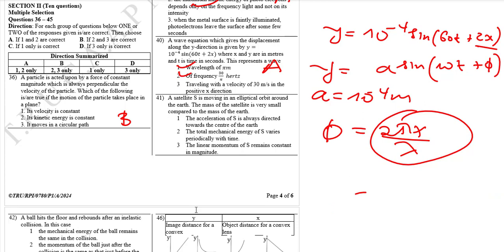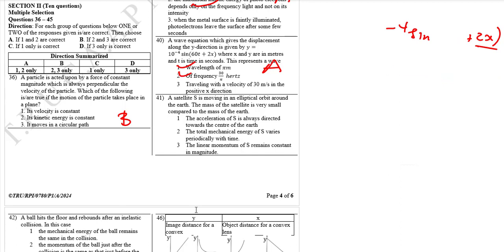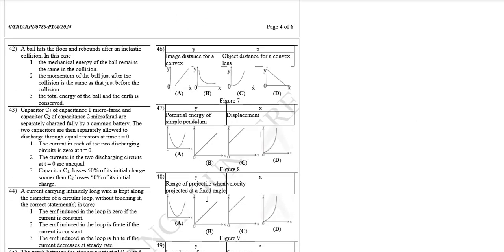Number 41. A satellite is moving in an elliptical orbit around the Earth. The mass of the satellite is very small compared to the mass of the Earth. 1, the acceleration of S is directed towards the center of the Earth. True. 2, the total mechanical energy of S varies periodically with time. From the conservation of energy, the total mechanical energy in a system is constant. So 2 is wrong. Automatically 3 won't be correct. So 1 only, C.